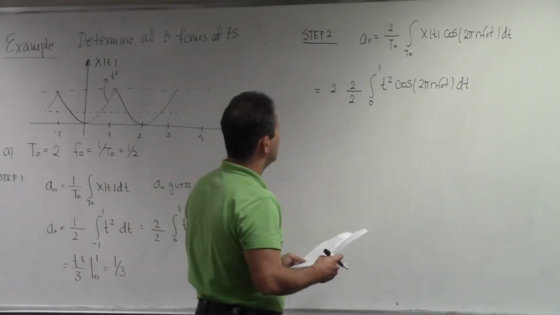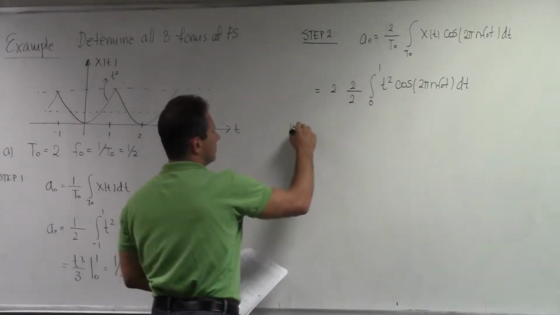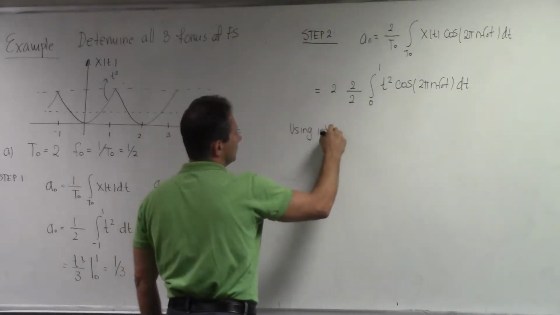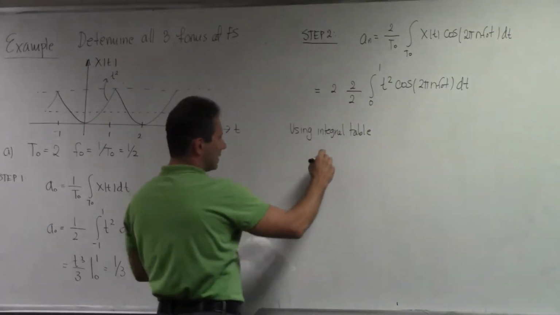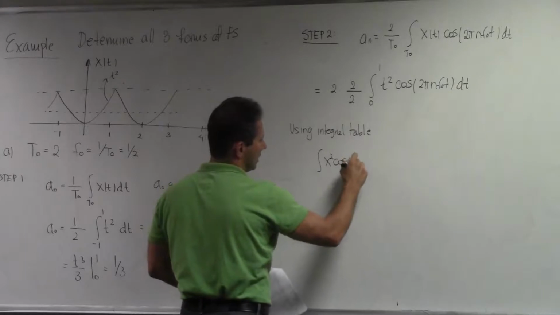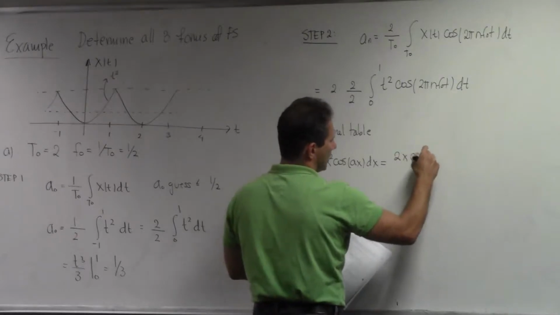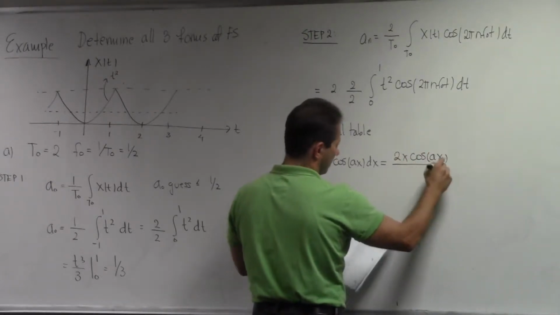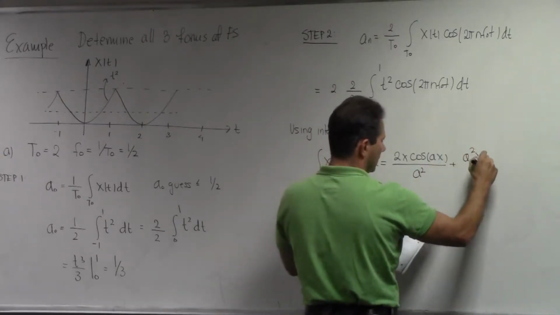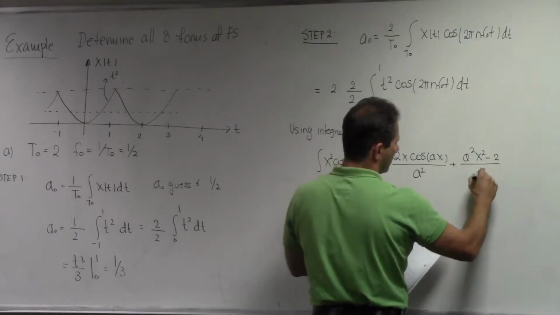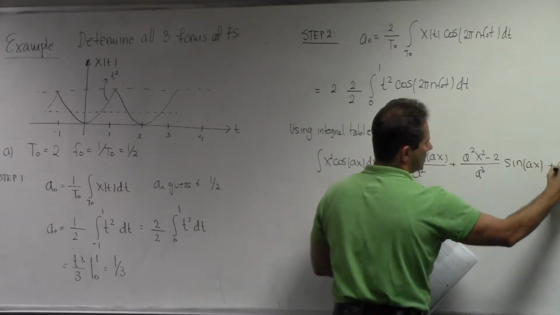Now we can do this different ways. To make the story shorter, I'm using an integral table that says something like this: the integral of x squared cosine of ax dx is equal to 2x cosine of ax divided by a squared, plus a squared x squared minus 2 over a cubed, sine of ax, plus c.